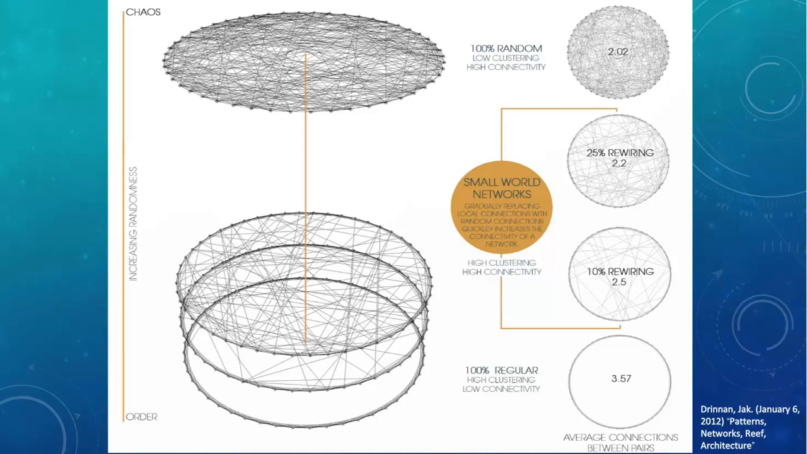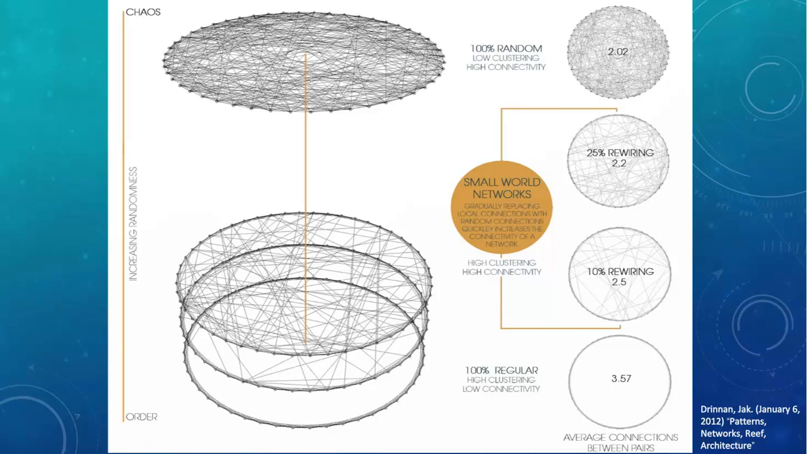And this image is showing the principle of small world networks. So if you look at that very bottom circle, people are only connected to the people in proximity to them. There's no random connections across the circle. And as the circles move up, you're getting more and more random connections. So lower clustering, higher connectivity.